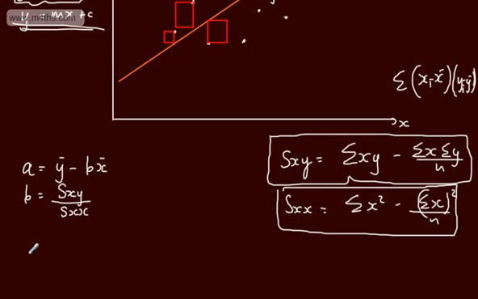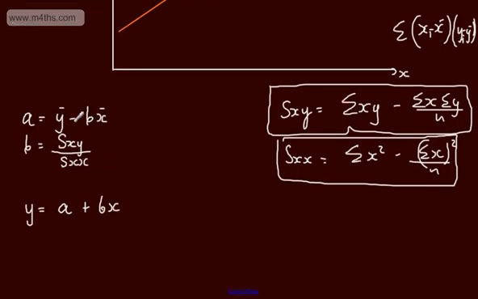So what we can say then is the following. y is going to be equal to a plus bx. So we've got that we're going to sub these in. So a is this value right here, and b is this one right here. So let's go ahead and have a go at this, and we'll just make up some data and work through an example of it.